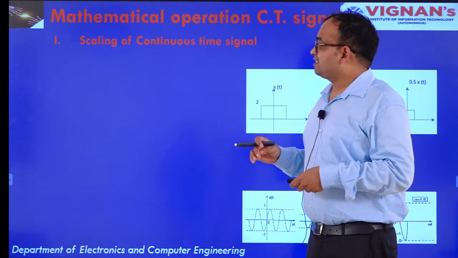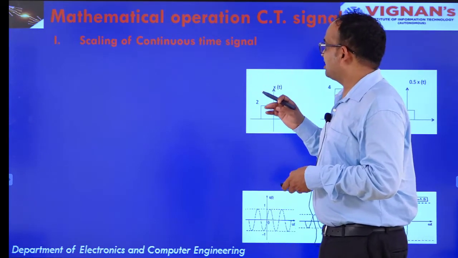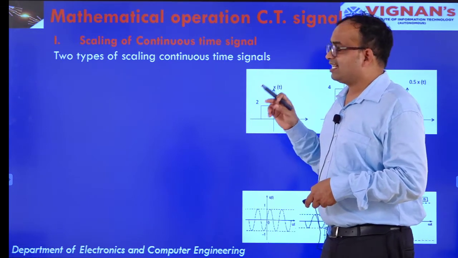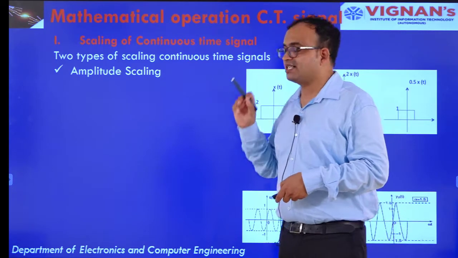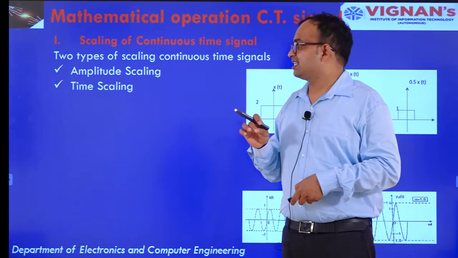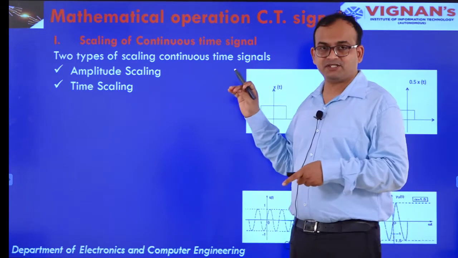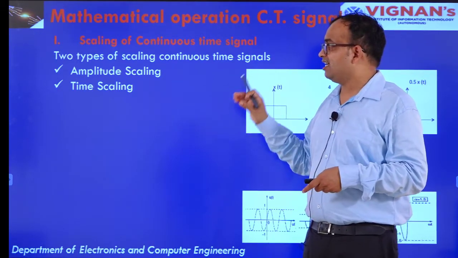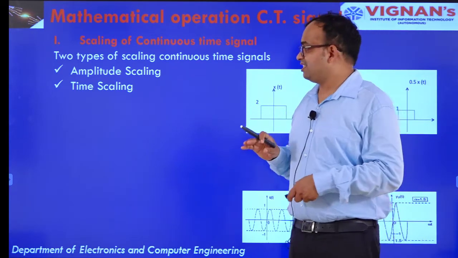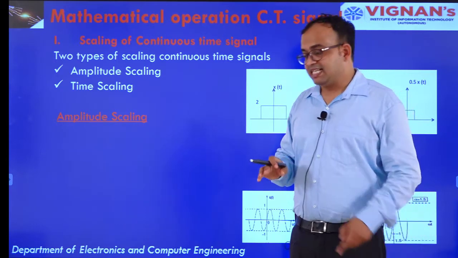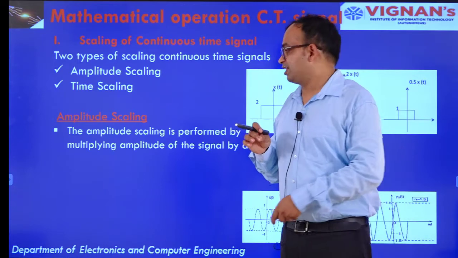Now we will go for the scaling operation of the signal, scaling of a continuous time signal. There are two types of scaling operations. One is known as amplitude scaling, the next is known as time scaling. We will start from the scaling operations. First, what is amplitude scaling? Everyone knows what amplitude scaling is, but let us go through it.